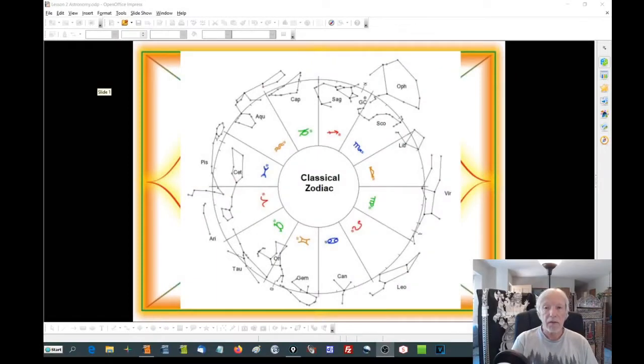Welcome back. This is part 3 of Astronomy, Astrology, and Time. In the previous video, we went through a few things. I have one of the slides up right now. We talked about the classical zodiac. This is a two-dimensional model of the zodiac here. All 12 signs plus the 13th sign, Ophiuchus.